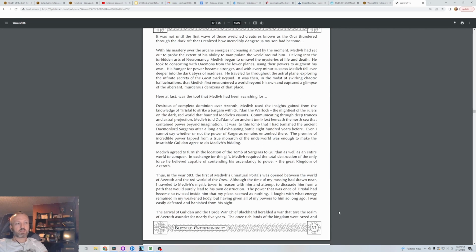Thus, in the year 583, the first of Medivh's unnatural portals was opened between the world of Azeroth and the Red World of the Orcs. Although the time of my passing had drawn near, I traveled to Medivh's mystic tower to reason with him and attempt to dissuade him from a path that would surely lead to his own destruction. The power that was once of Tirisfal had become so twisted inside him that my pleas seemed as nothing. I fought with what energy remained in my weakened body, having given all of my powers to him so long ago. I was easily defeated and banished from his sight.